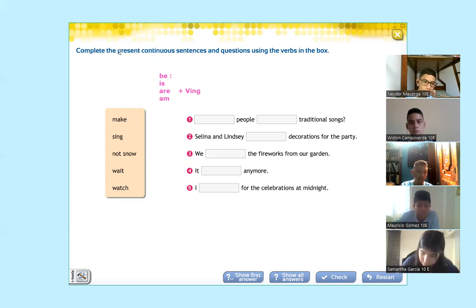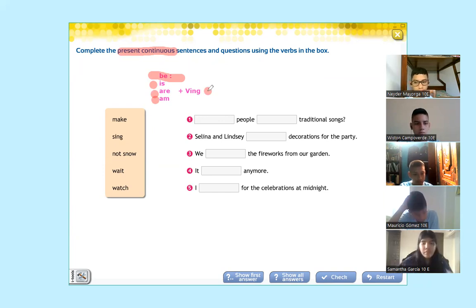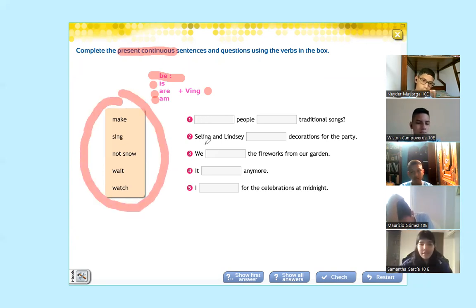There is no present continuous if we don't add a verb to be: is, are, am, with the verb in the ing form. Is working, are listening, am speaking. That is a form of the continuous. Remember that the continuous form is only a temporary situation. It's not permanent, it's only for the moment. So we're going to use this box of words according to this.